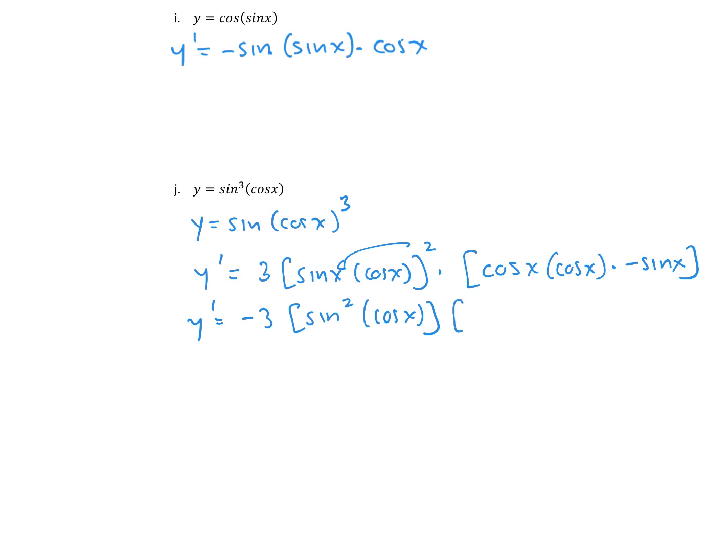And then in this bracket, what do we have here? We have cos x. Well, actually, that shouldn't be an x there. It should just be a cosine. So cosine of cosine x times minus sine x. And you could put that at the front if you want, the minus sine x with the 3.